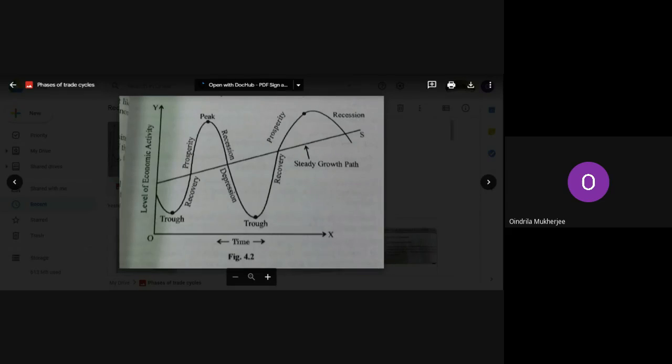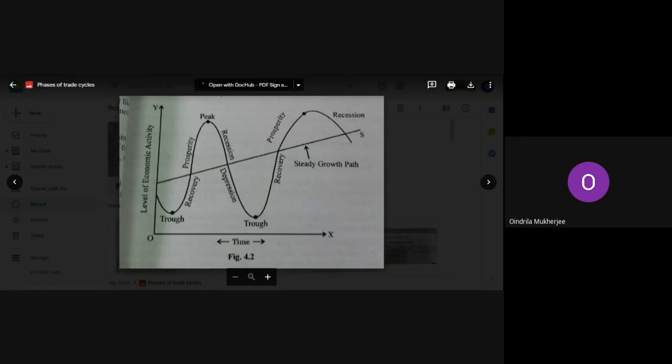So who will tell me how many phases are there of trade cycles? How many phases of this business cycle are there? You can write your answers on the chat box and then I will get back to you all. Last lecture, I think I had told you. Four. Yes, four phases are there.